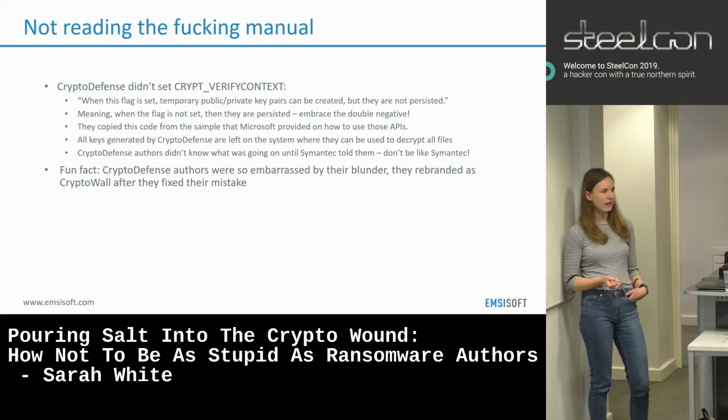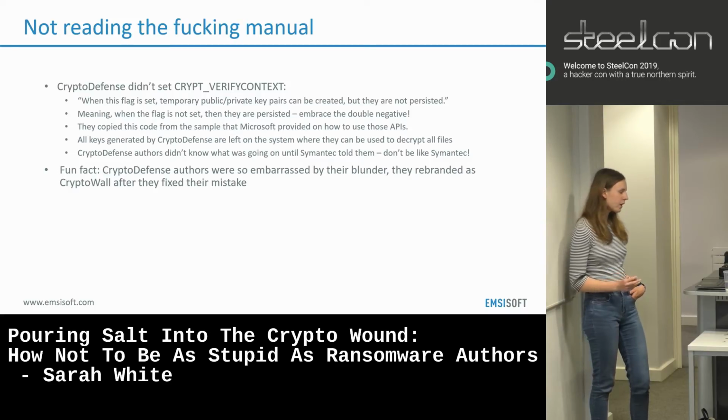Never detail the flaws of an active ransomware campaign publicly, because they will take advantage of you telling them where their mistake is. One fun fact is that the Crypto Defense authors were so embarrassed by their mistake and so upset by the bad publicity that the free decryptor caused that they decided to rebrand their ransomware as CryptoWall. CryptoWall was one of the most prevalent ransomwares in 2014 and is still one of the most prevalent ransomwares we've had to date. I believe they made over 100 million US dollars, but that figure may have been way more. That was just an estimate.